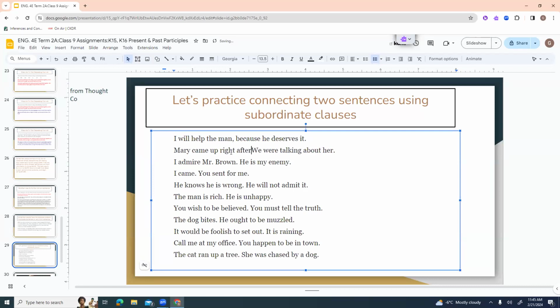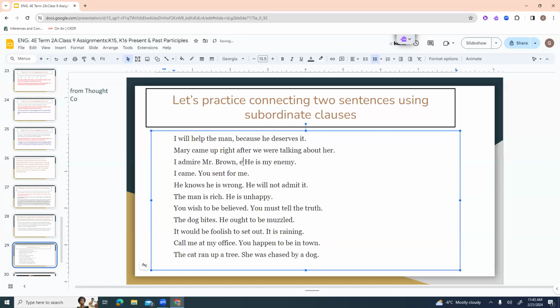Right after we were talking about her. And that's not necessarily a conjunction the way I've put it, but it is kind of linking the two concepts, okay? I admire Mr. Brown. He is my enemy. Okay, so I'm trying to get across an adversarial relationship. I admire Mr. Brown even though he is my enemy.